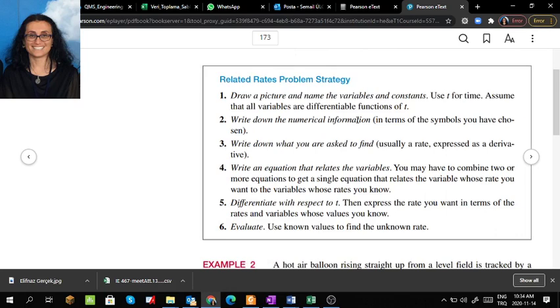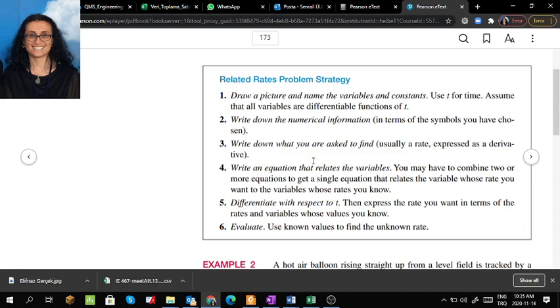So let's summarize how we are going to approach these related rates problems. What's the strategy for that? First of all, we are going to draw a picture, and name the variables and constants, and usually we are going to have t for time. We are going to assume that all the variables we are considering are differentiable functions of t. Then we write down the numerical information we have. We should do that in terms of symbols, and you can choose your own symbols. You don't have to use somebody else's symbol.